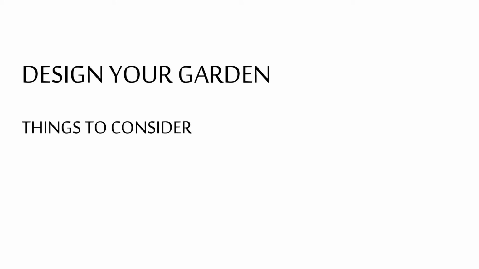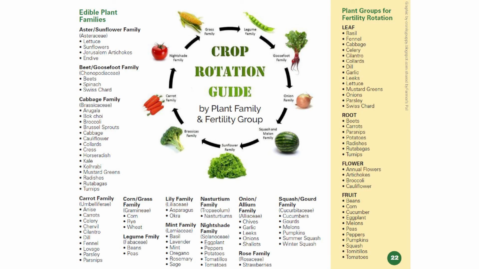Okay, so now we talked about the two different ways that you can buy your plants. We're going to actually get into designing your garden and starting off with the things to consider. First thing we want to consider, which we were talking about earlier, is our crop rotation. So this is actually one of the pages from the Deep Roots ebook that Estelle put together. This graphic, she actually borrowed from somebody else though.